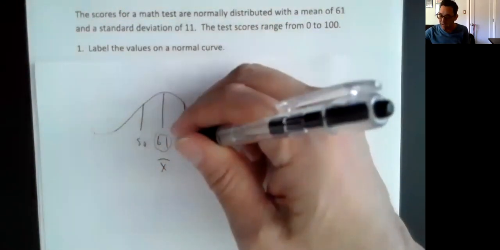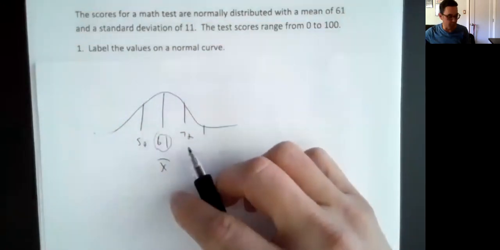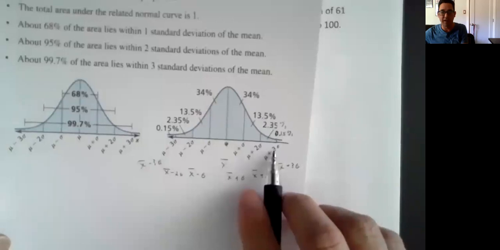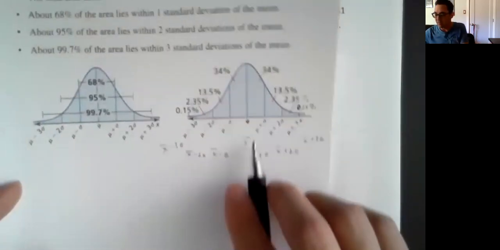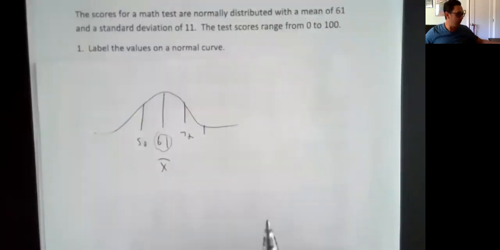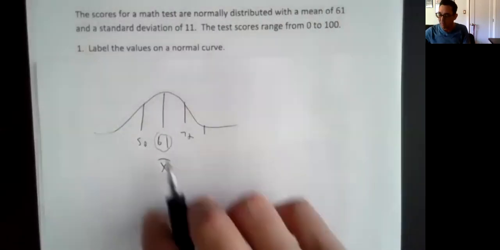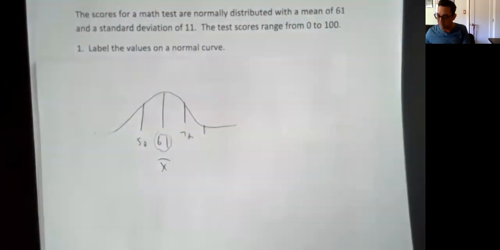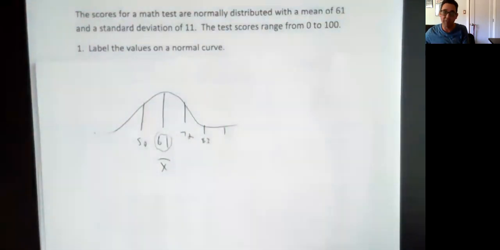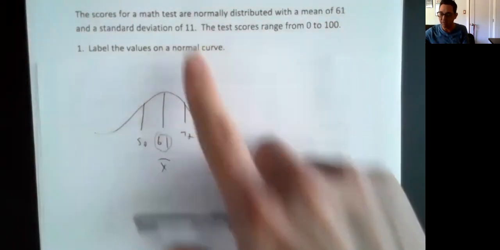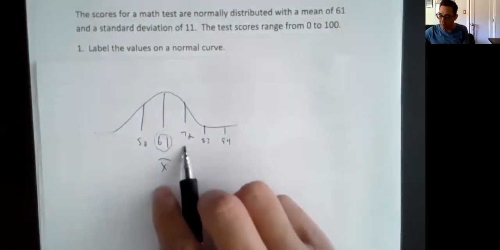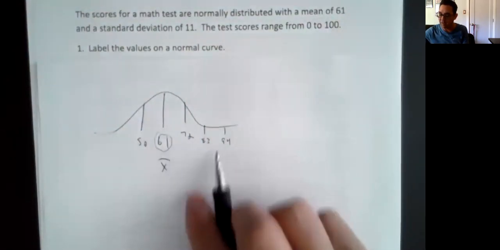All right. We added 11 to get 72 to get to the next mark, because we need to fill out this whole chart. So we need to find 3 standard deviations in each direction. 3 standard deviations adding and 3 standard deviations subtracting. You always find 3. So 61 plus 11 is 72. 72 plus 11 gets us 83. So you got to figure this all on your own, but you keep adding 11. 83 plus 11 is 94, and I've got 1, 2, 3 numbers past my mean, so I stop.